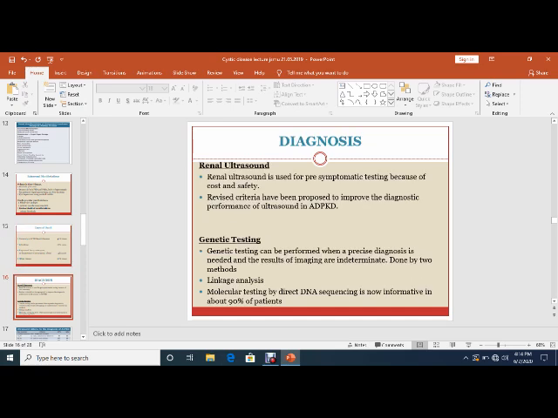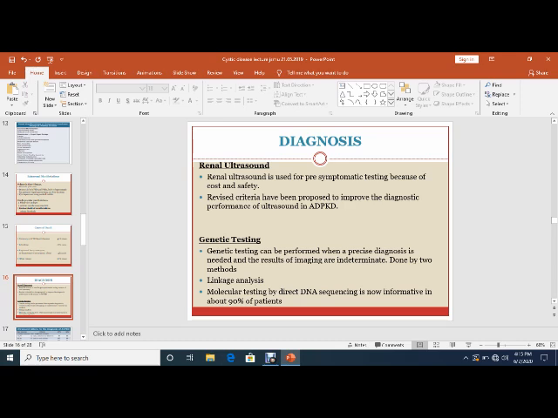Now coming to the diagnosis. Diagnosis is very simple by doing the renal ultrasound. The renal ultrasound is used for pre-symptomatic testing because of the cost and safety. It is very convenient and safe. So revised criteria have been proposed to improve the diagnostic performance of ultrasound in autosomal dominant polycystic kidney disease.